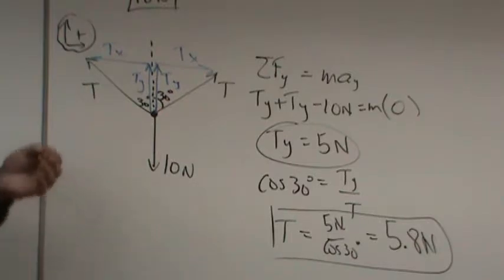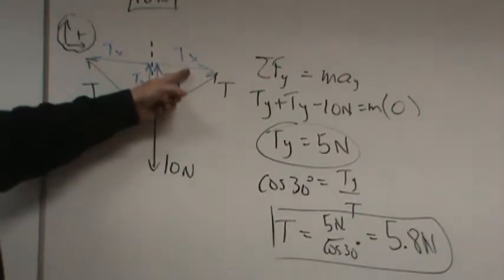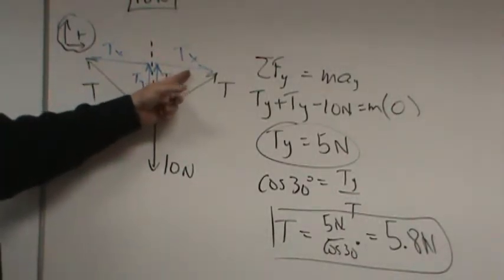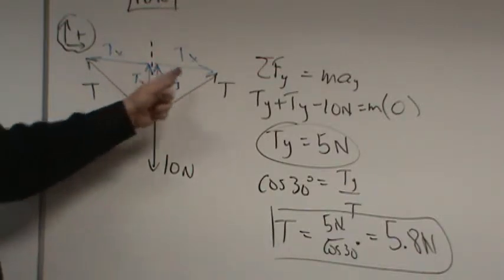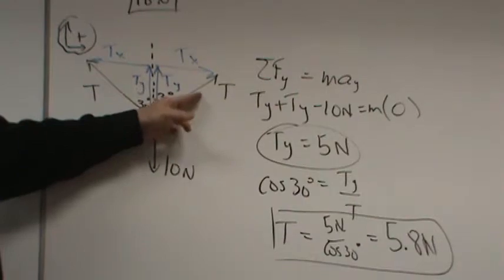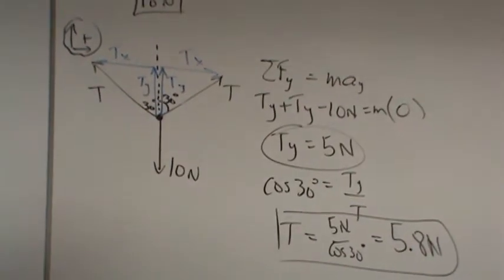Great. Or the fact that now I've got this x component of tension, a component that does me no good. All it's doing is working against that x component, but it's still there. So the total tension is going to be more than the 5. Okay, here's the problem I want you guys to do.